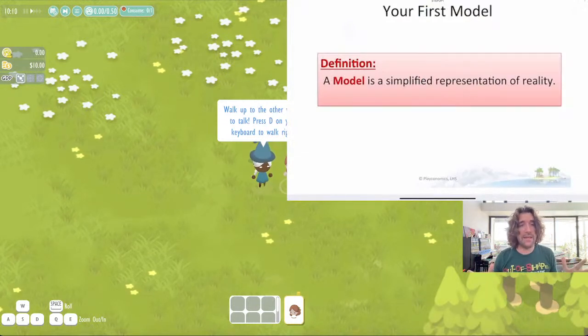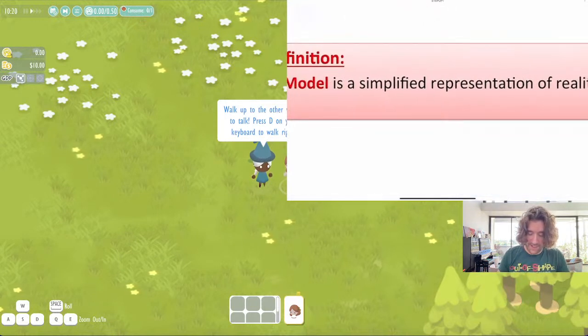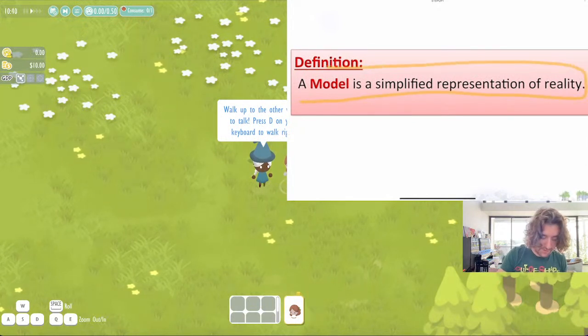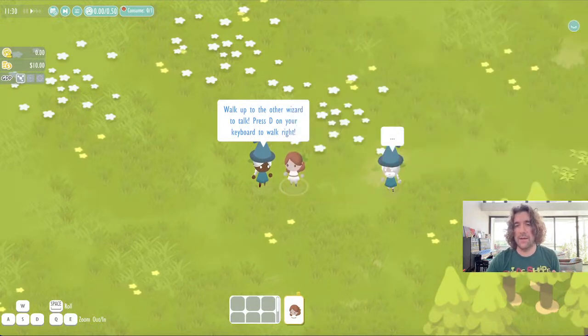A model is nothing but a simplified representation of reality. That's what a model is as we define it in economics. It's a simplified representation of reality. Models are incredibly important, and we use models in so many ways in society, in modern life.